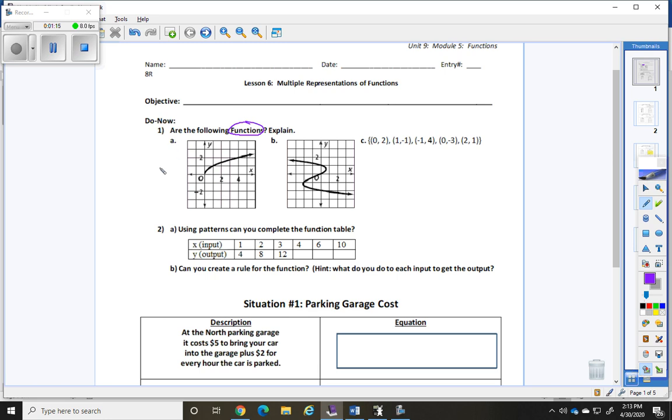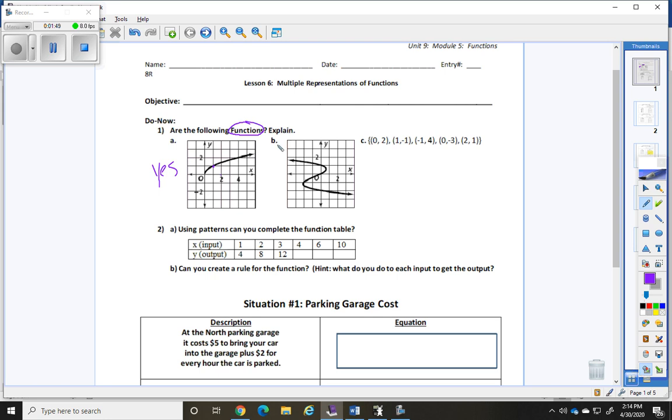So in A, yes, this is a function. Every input only has one output. Remember, your inputs are your x values. So an x value of 0 in this graph would give me an output of 0. An input of 1 gives me an output of 1. An input of 2 looks like maybe it's about 1.5. An input of 3, I don't know, about like 1 3/4. An input of 4 is definitely at 2, right? Sometimes we can't exactly see what the output is, but I could definitely see that every input only has one output.